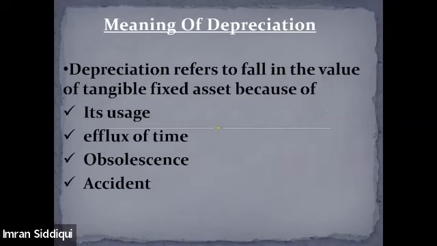Depreciation, as it is written here, refers to the fall in the value of a tangible fixed asset because of its usage, afflux of time, obsolescence, or accident. So when the value of any tangible fixed asset reduces over the period of time because of the use of such asset, because of the passage of time, because of obsolescence, which means the asset gets outdated, or if it met with an accident, or because of any other factor, such reduction in the value of the asset will be called depreciation.